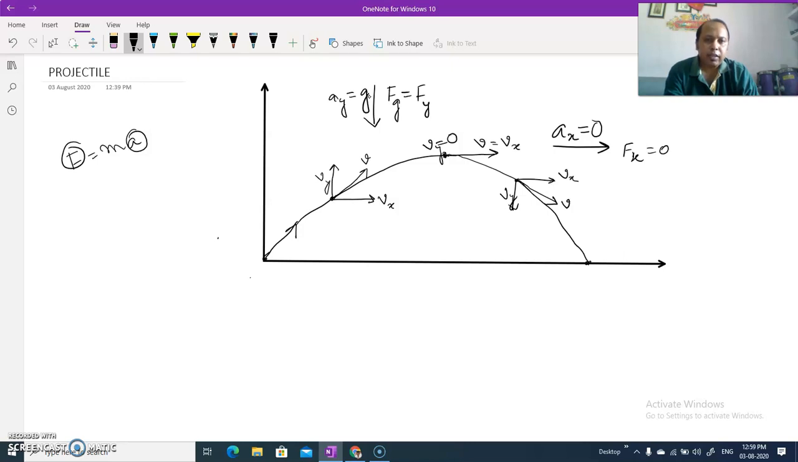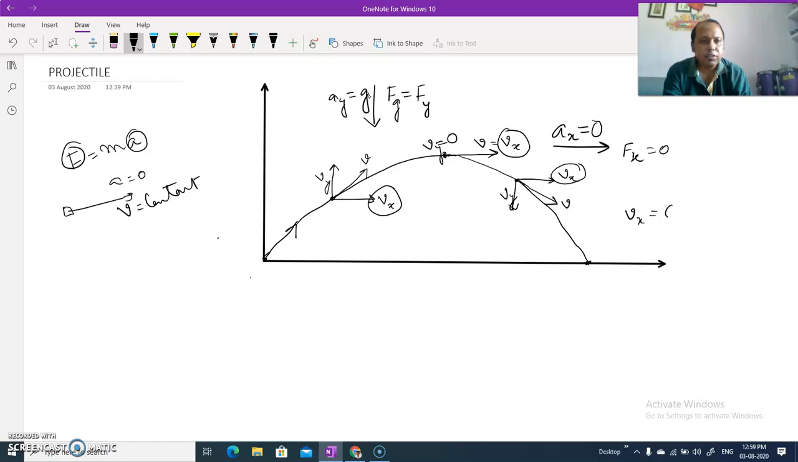Now suppose a body is moving and its acceleration is 0, that means velocity is constant. So along the horizontal direction acceleration is 0, so the value of Vx, the velocity along the horizontal, is a constant quantity. Vx is constant.